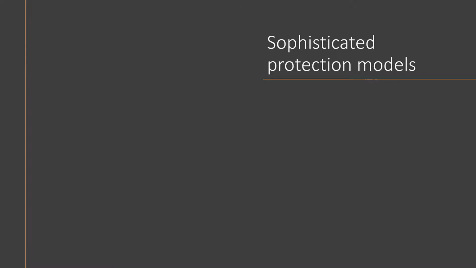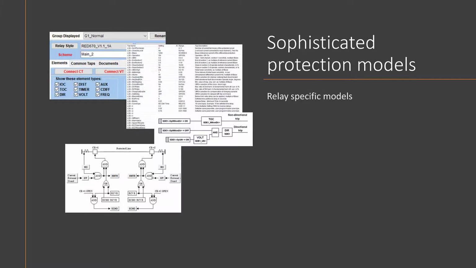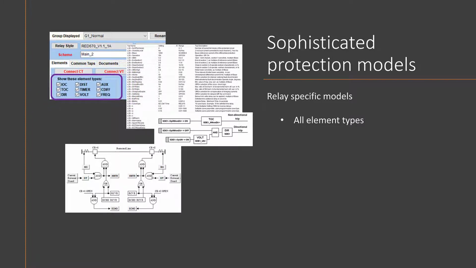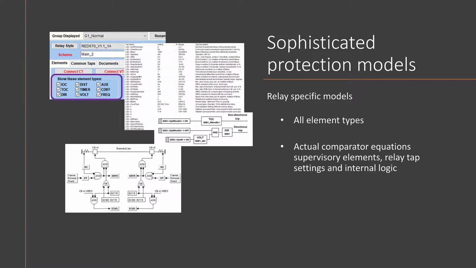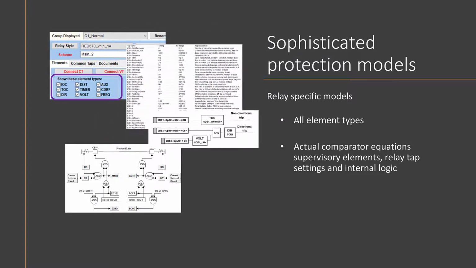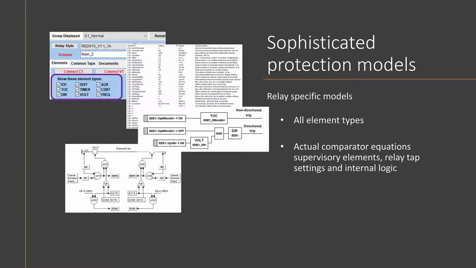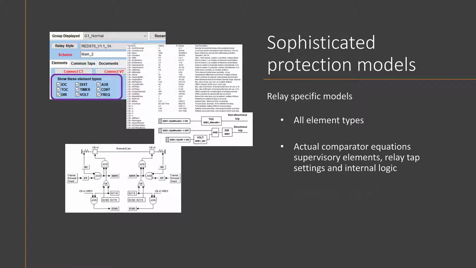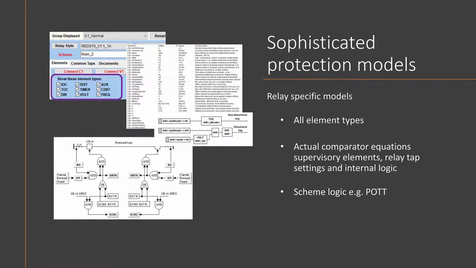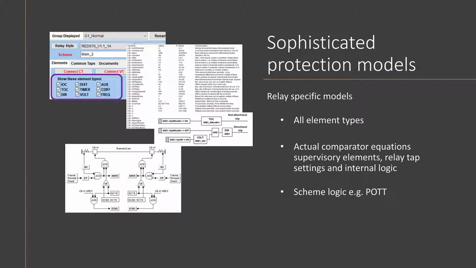The sophisticated CAPE protection system models are not simply generic distance and overcurrent models with interpreted settings applied to them. All relay types including distance, differential, current, voltage, negative phase sequence are supported. They contain relay-specific models that capture the actual comparator equations, supervision elements and internal logic. The relay tap settings implemented by the relay manufacturers in the devices are also used to apply settings. Furthermore, the models capture the configuration of utilities' protection scheme logic, for example the pilot-assisted elements.